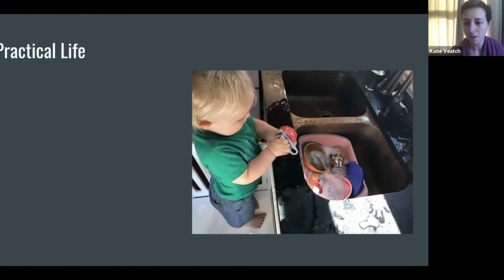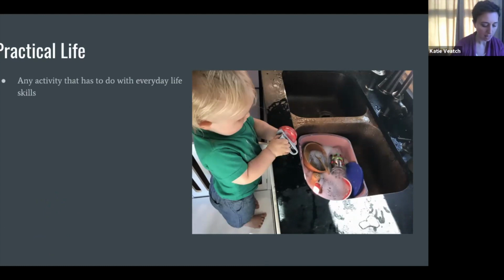So first, we're going to go into practical life. This is Zavi washing dishes a million years ago. So practical life is any activity that has to do with everyday life skills. Toddlers spend most of their time in practical life. So this is where a large part of our focus can be when we are considering our home environment.